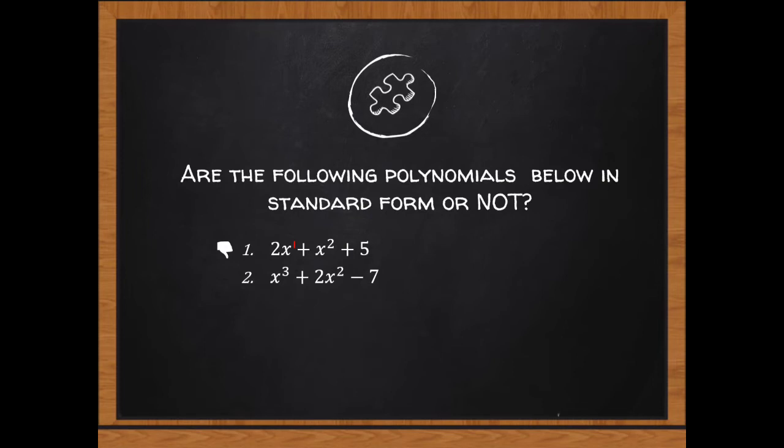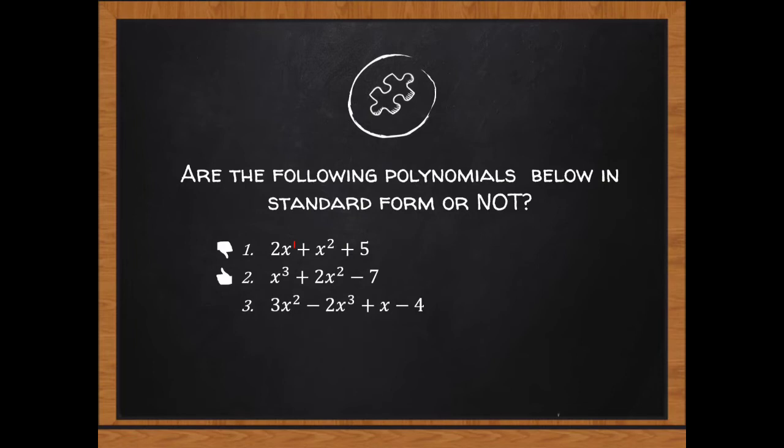Next. X cubed plus 2x squared minus 7. Decreasing ba ang powers ng ating mga x? So, yes. It's thumbs up. So, this polynomial po is in its standard form since, yun nga, decreasing po ang mga powers ng variable x natin.